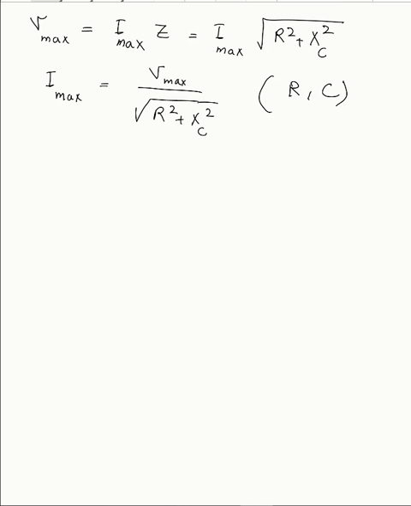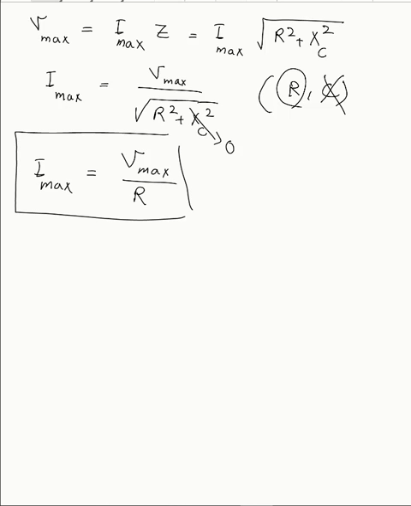Now let's see what happens if I only have, for example, R. So if I don't have C, of course, then I won't have this component, and then I max will be V max divided by R. So this makes sense, right? So this is the same equation that we had for the case that we only had resistor.